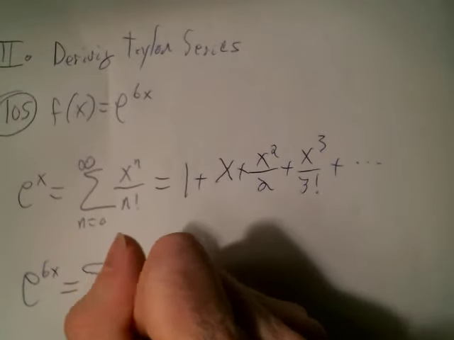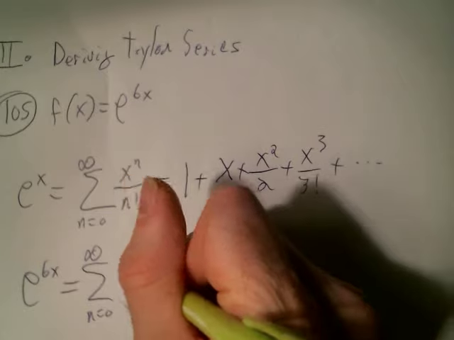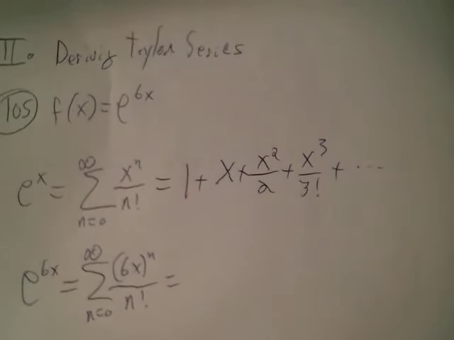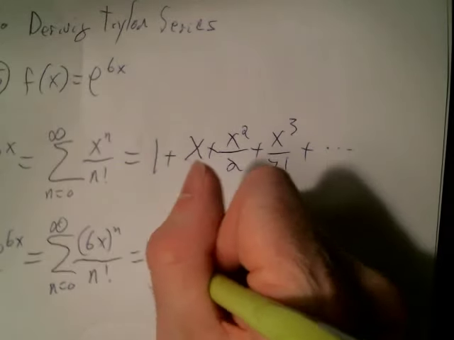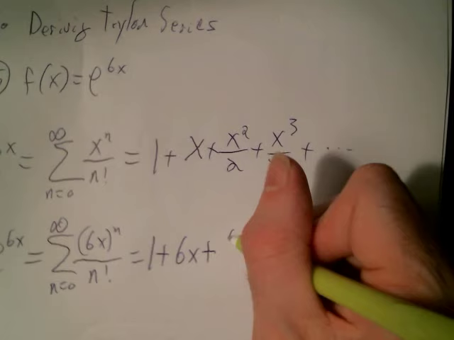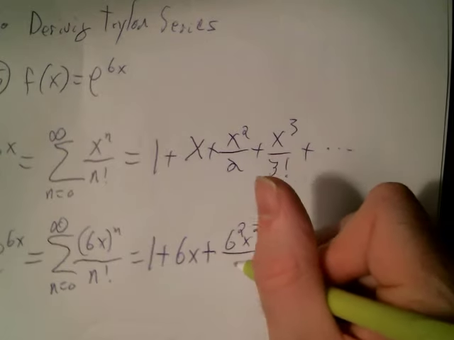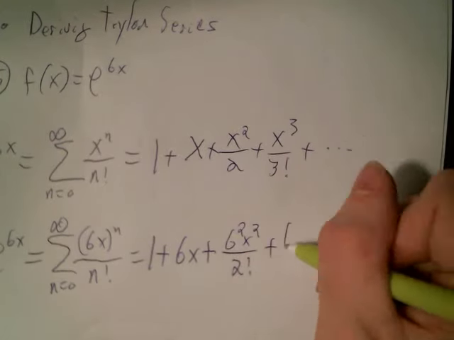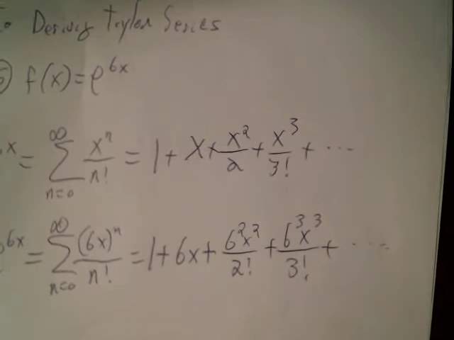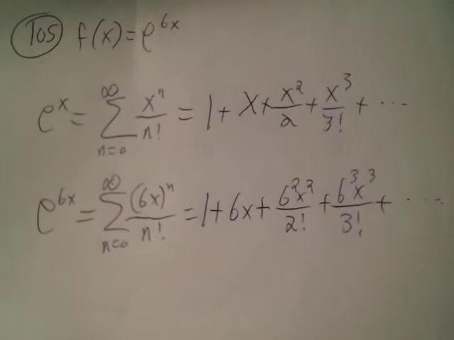So we'll have the sum from n equals 0 to infinity of 6x to the n all over n factorial. And so obviously we have 1 plus 6x plus 6 squared x squared all over 2 factorial plus 6 cubed x cubed all over 3 factorial, etc. Okay, so pretty simple.